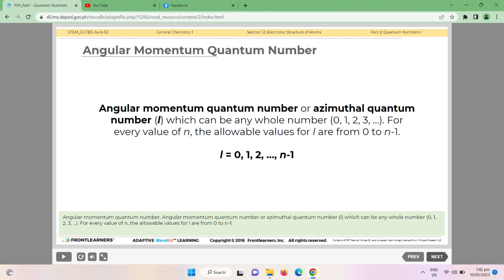Angular momentum quantum number. Angular momentum quantum number, or azimuthal quantum number, or l, can be any whole number from 0, 1, 2, 3, and so on. For every value of n, the allowable values for l are from 0 to n minus 1.